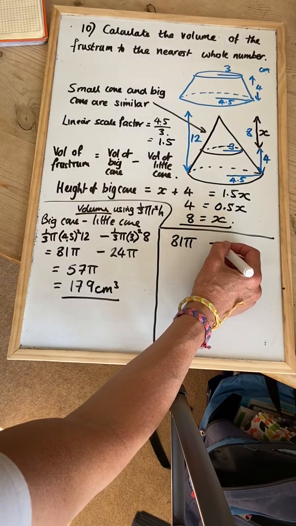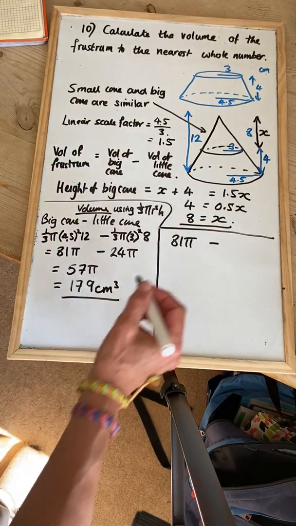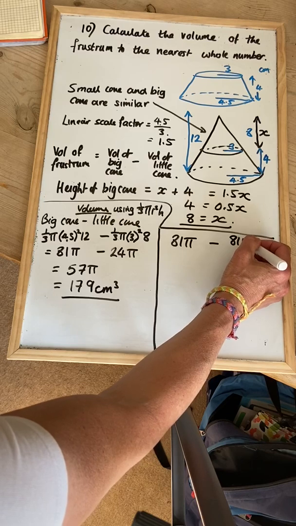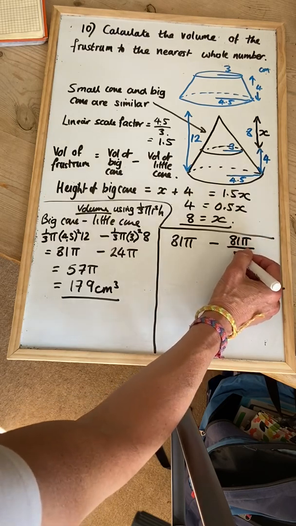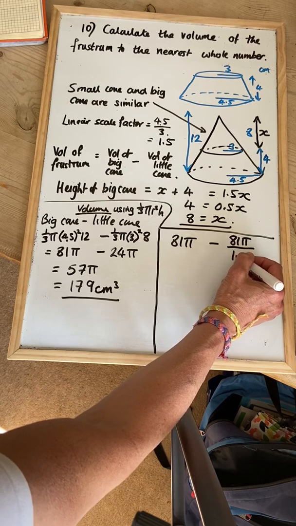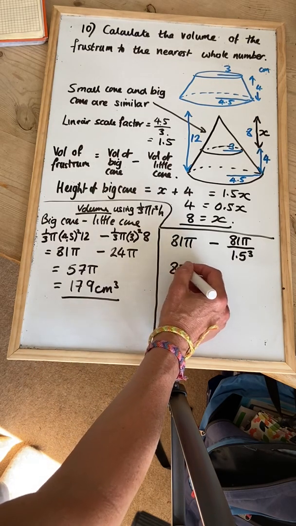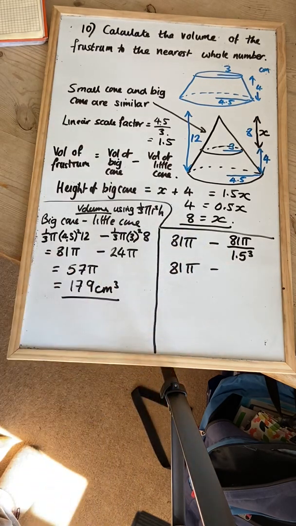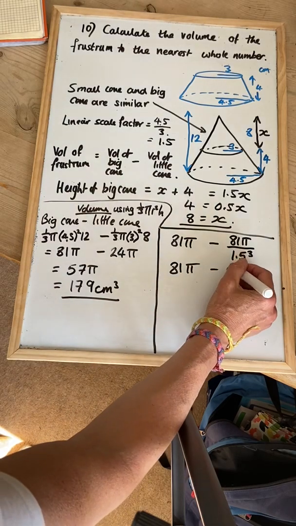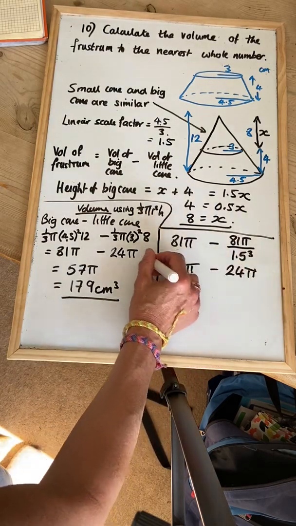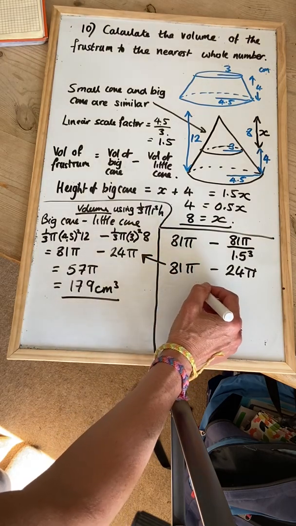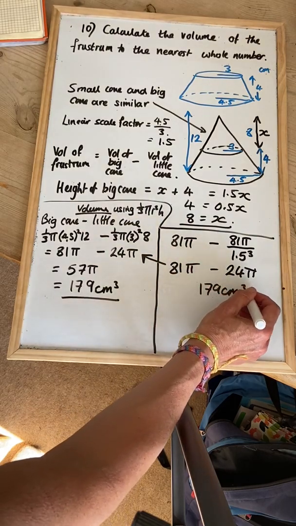So my little cone in this case is going to be my 81 pi, volume of my big cone, but it's going to be divided by my volume scale factor, 1.5 cubed. Yeah, so 81 pi stays, hopefully. 81 divided by 1.5 cubed, that gives me 24 pi. Same as this one here, yeah, which is 179 centimetres cubed.